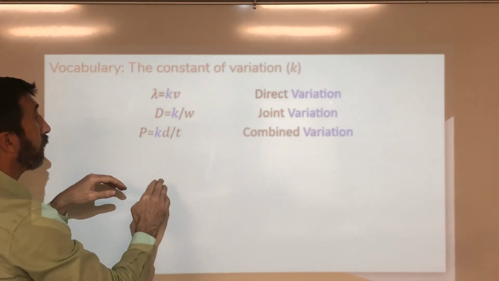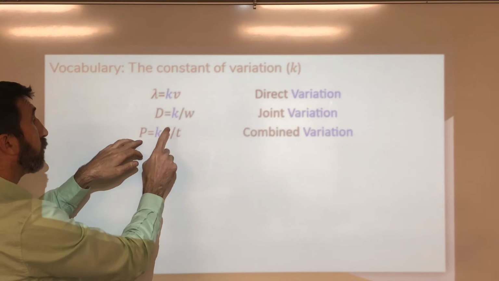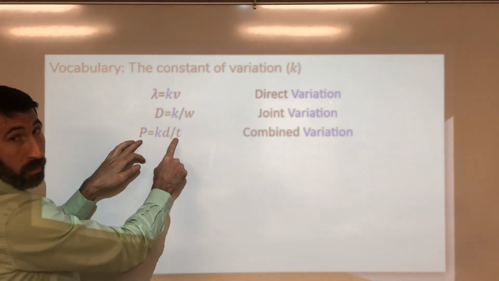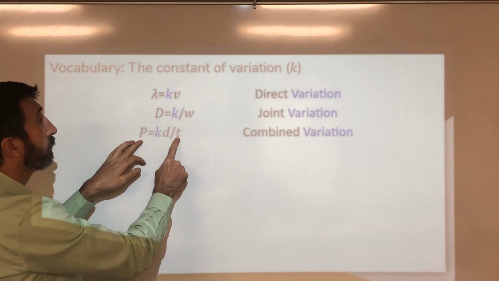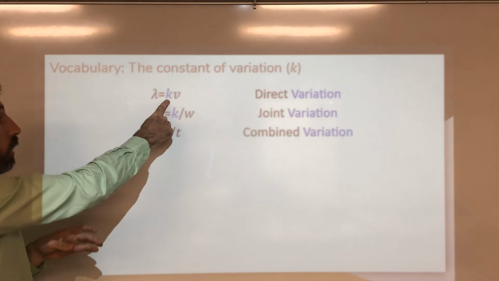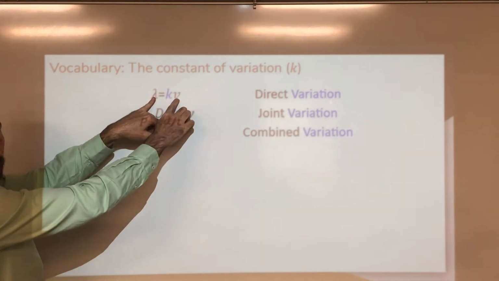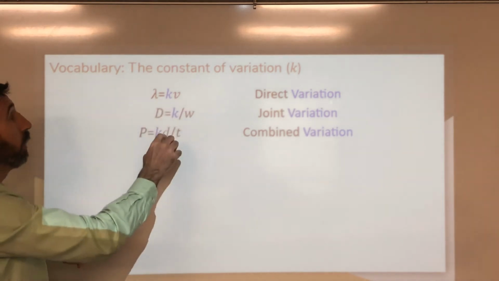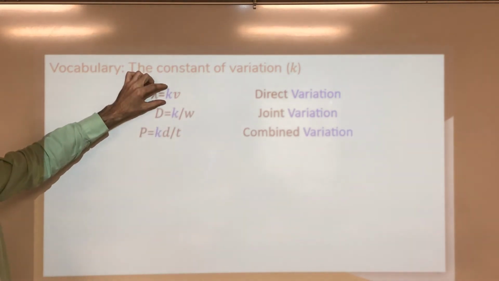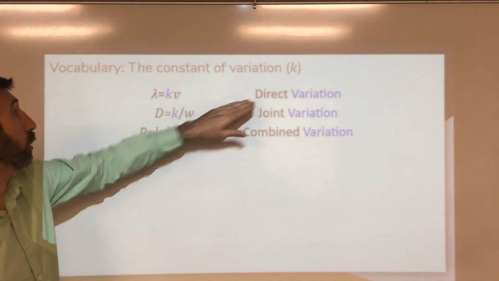Combined variation, this p directly varies with d, but it inversely varies with t. Now, once we find this k, it's not going to change. Our k is our constant of variation. These are varying, k is our constant. So, once we find out what k is, it's going to be the same for all of these problems.